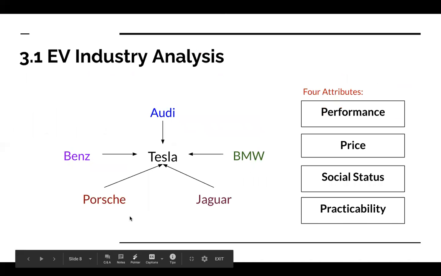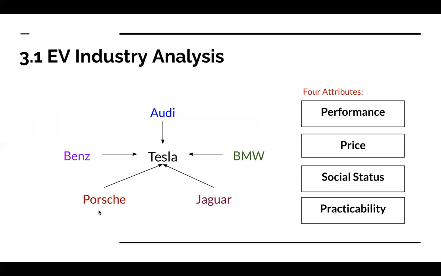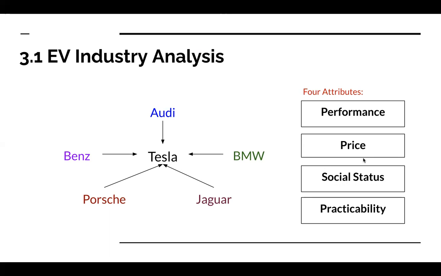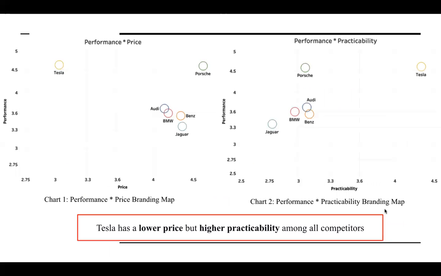Thank you, Xiangrui. So for the EV industry analysis, we created 4 perception maps to understand how Tesla stands in the electric vehicle industry on the 4 important attributes we found based on our survey. The 4 main attributes that influence consumer behavior during the whole purchase journey include performance, price, social status, and practicability. The price includes the tag price of Tesla electric cars and its maintenance fee after purchase. Practicability refers to the range and quality of driving assistance of Tesla electric cars. And then these are 2 of the perception maps that we created.